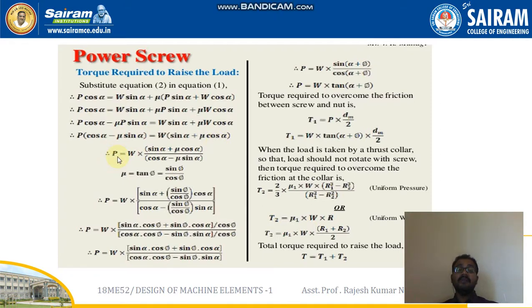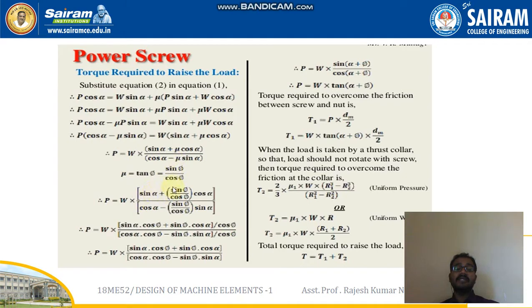So keeping P on one side, taking all the terms to the other side, I will be getting W into sin alpha plus mu cos alpha divided by cos alpha minus mu sin alpha. So this can be written with tan phi. What is tan phi? Similarly, this mu, the coefficient of friction, is nothing but tan phi, which is nothing but sin phi by cos phi. So let me substitute this mu here.